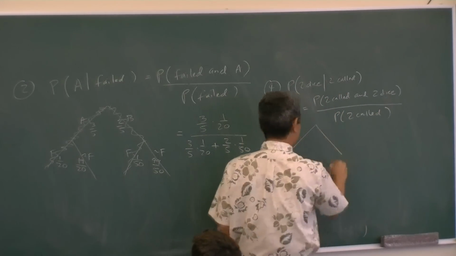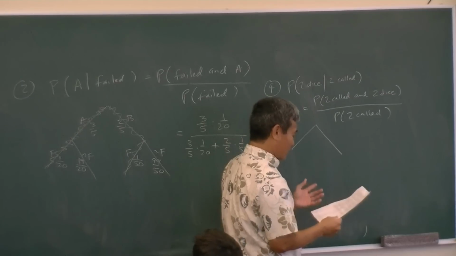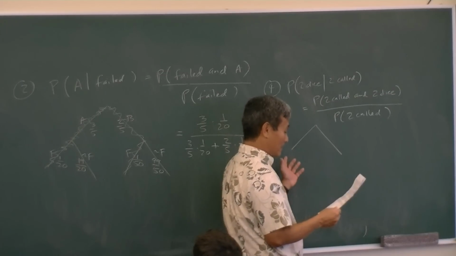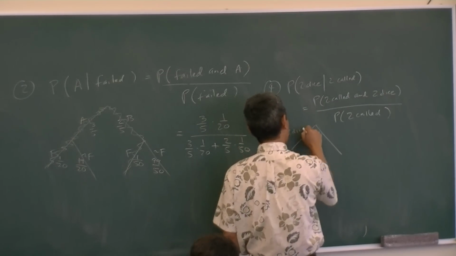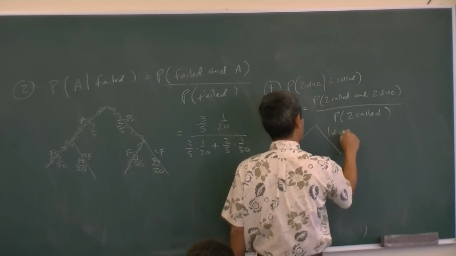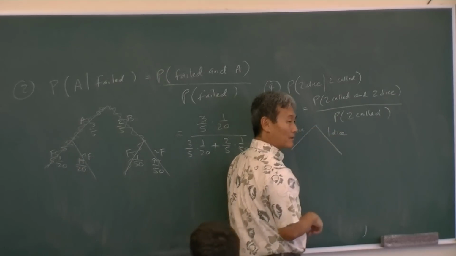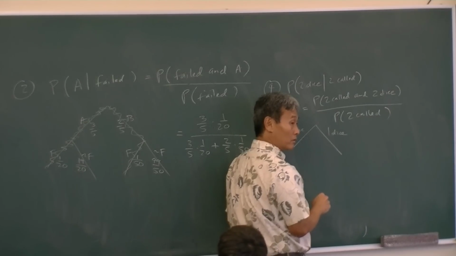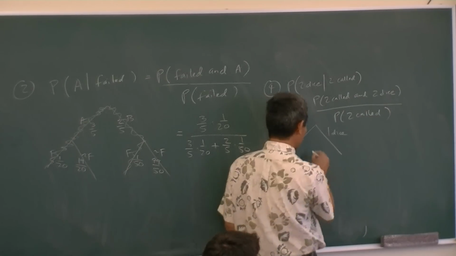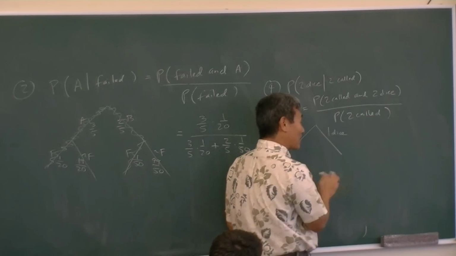And then, okay, let's make the tree. So what's the first thing? Either they play the one dice game or the two dice game. Okay, two dice game, one dice game. What's the probability of these two things happening? Probability cannot be more than one. It says they play it about equally often.